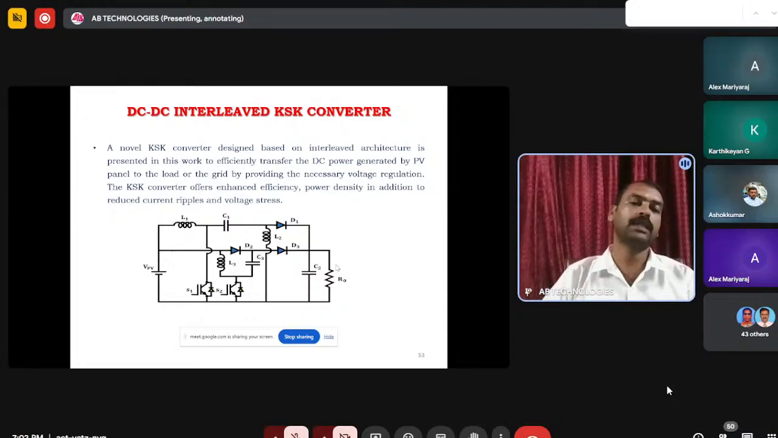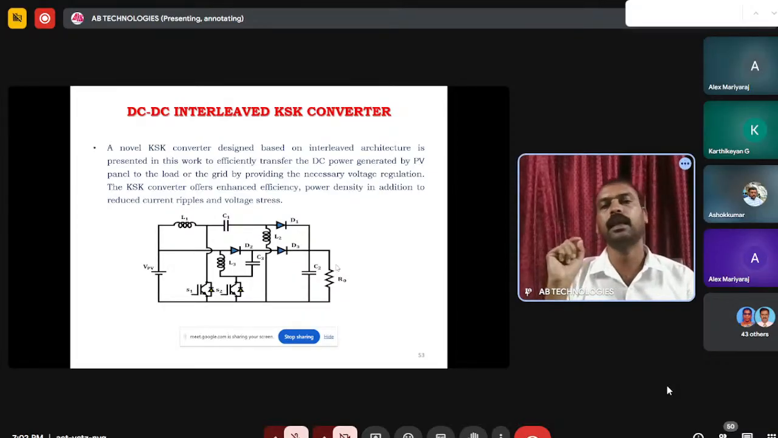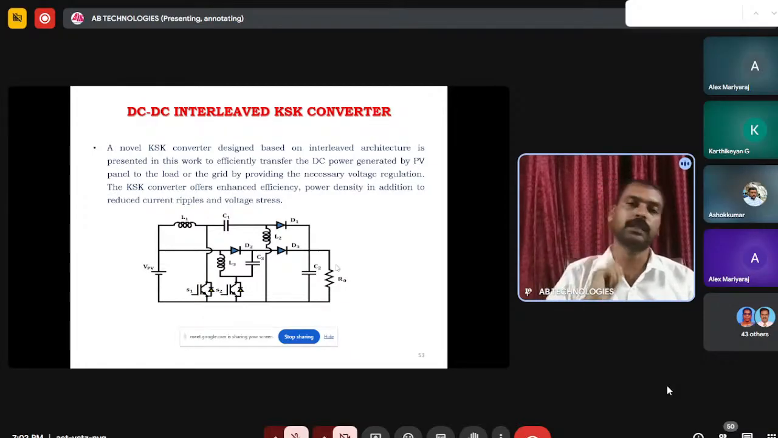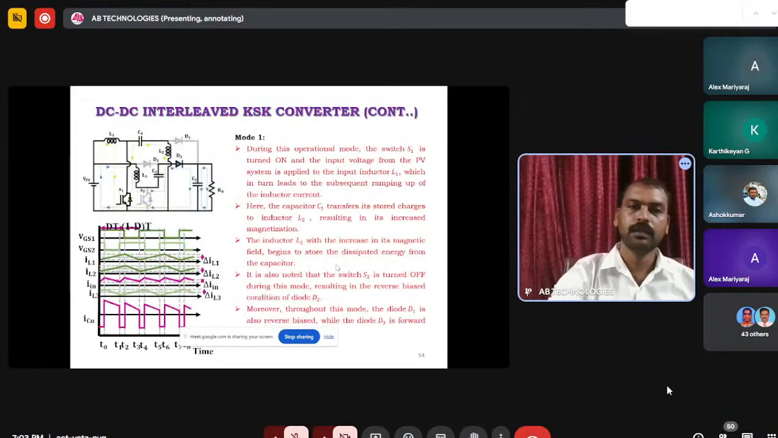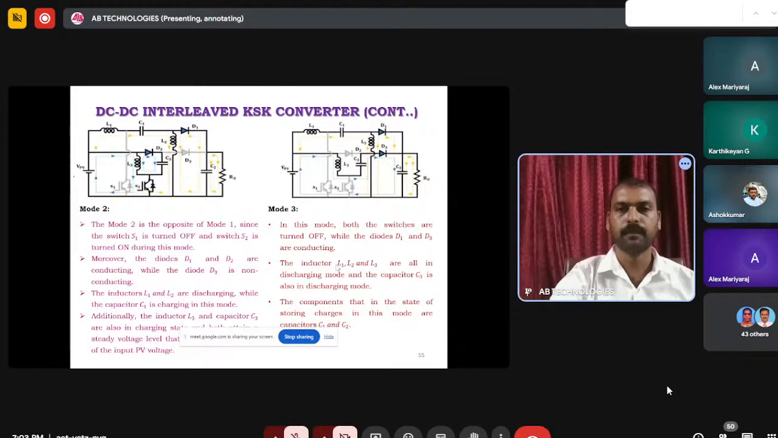And the duty cycle of this proposed converter, just 52 to 54%, is enough even for a three-phase supply. That means if you want to maintain 600 volts DC, just 54% duty cycle is enough to maintain that constant DC voltage. So this is the mode of operation.